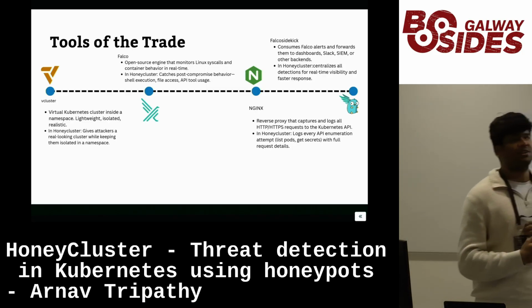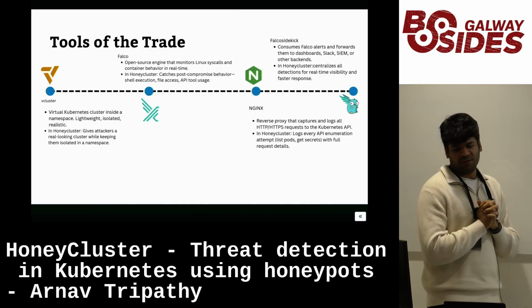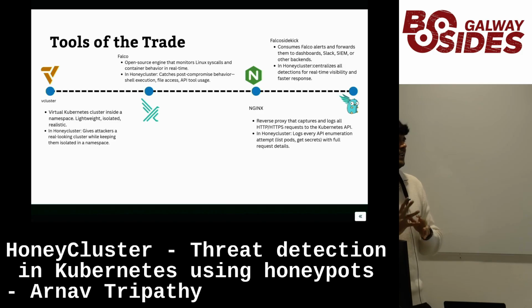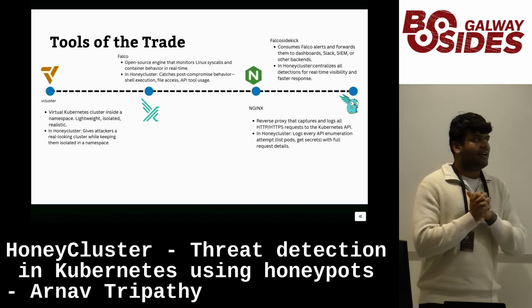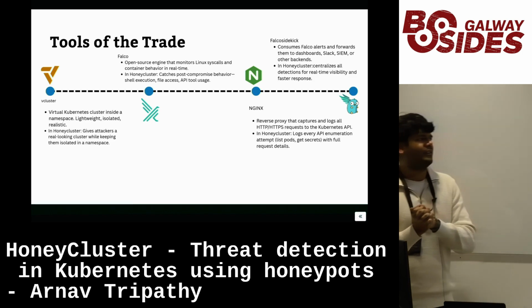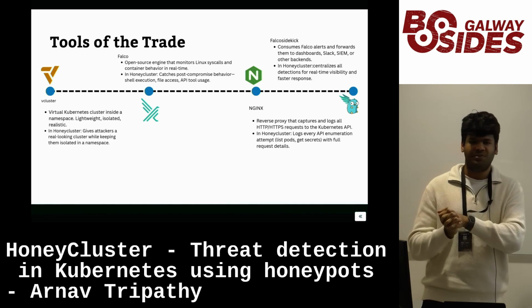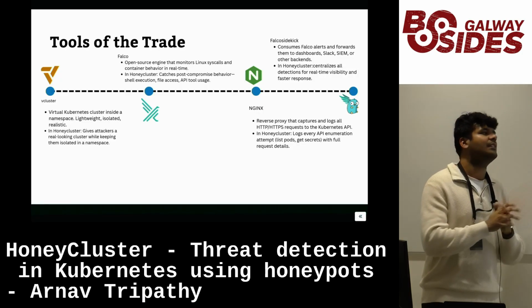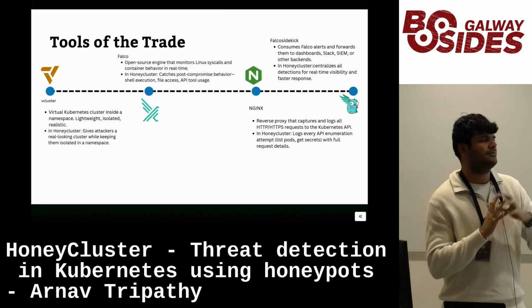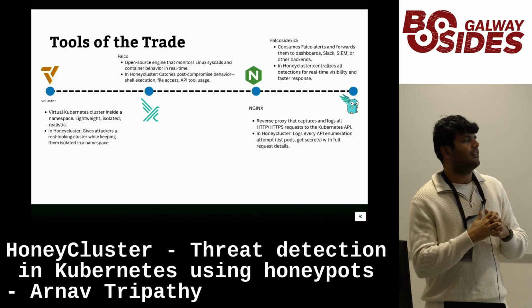Nginx, I'm sure everybody's familiar with. It is a proxy, and I'm using it to capture all the interactions with the Kube API server. Why am I using Nginx? It's because vCluster does not have audit logs in the open source version. It has audit logs in the pro version, but I want to keep it open source friendly. That's why I use Nginx to proxy all the API interactions.